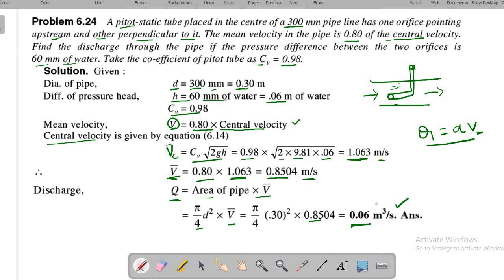Okay, so this is a little simple, but you have to understand the concept: we are calculating the central velocity, the velocity at the place where the pitot tube is placed. From that velocity we calculate the discharge using the formula Q equals area into velocity. So this is how we do the calculation for the pitot tube. Okay, so let us see the next kind of problem.